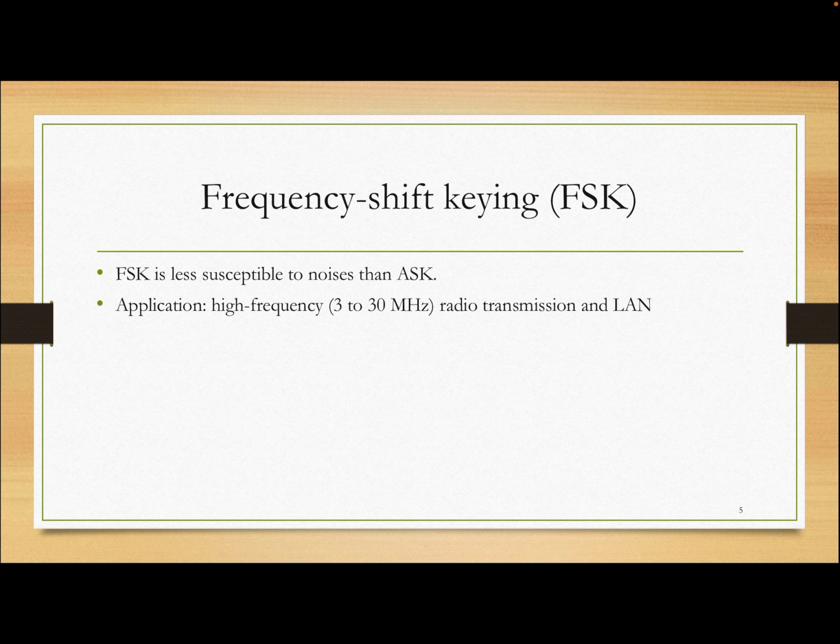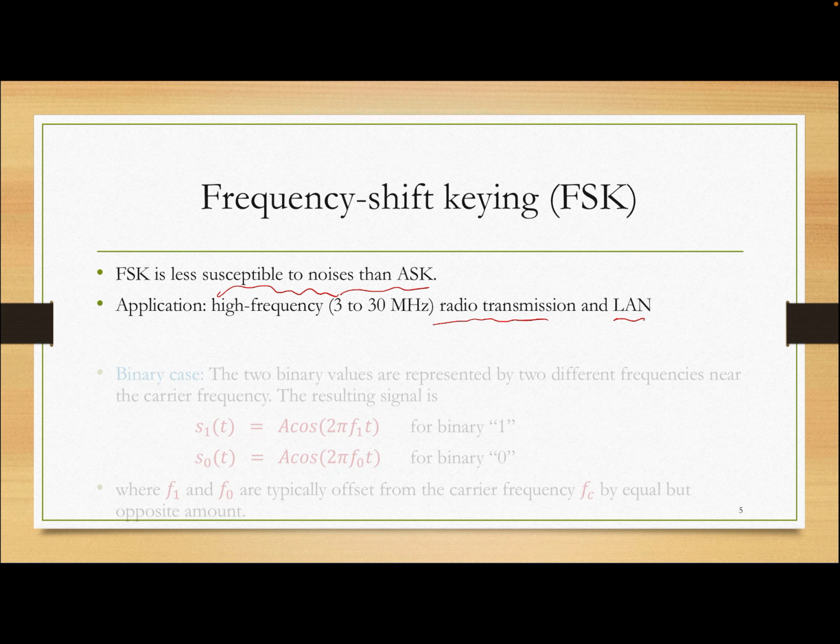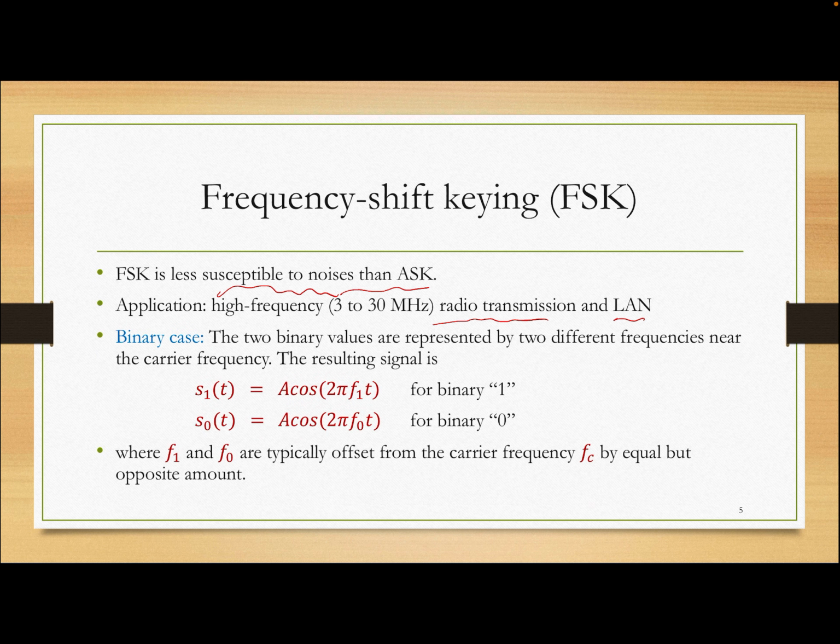Now let's look at the next one, frequency shift keying or FSK. This is less susceptible to noise than ASK, so you can use it in wireless communication. We use it in radio transmission and in LAN. We have the binary and non-binary cases. For the binary case, you use one bit to represent one symbol, so you have bit 1 and bit 0.